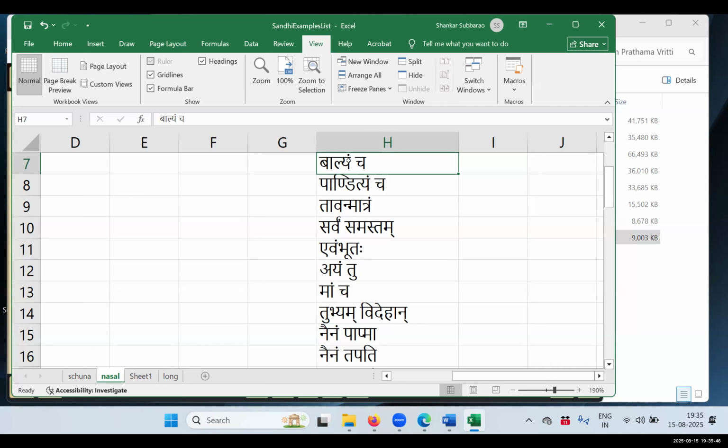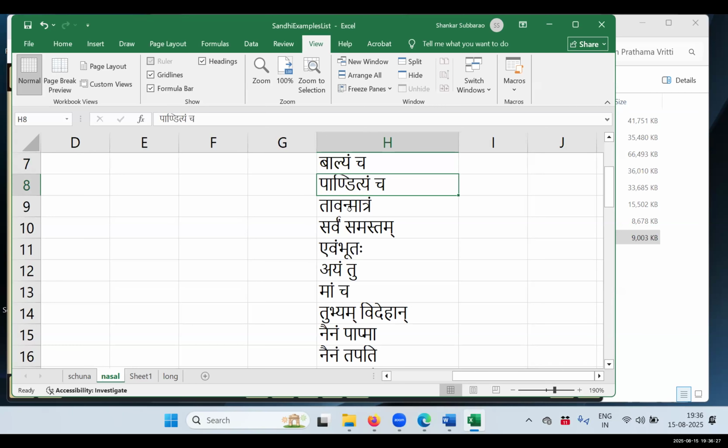So, anuswara has to go. The word is what? Balyam cha. So, your split will be what? Balyam cha. Seems very straightforward, but that's the sandhi happening. Because how will you pronounce this? Balyam cha. Or you combine these, what will you get? Yerunasiki and Unasikova. Balyam cha. So, example could be for you to split it or to combine it. Both ways it will work. Okay? Balyam cha. Pandityam cha will become Pandityam cha.